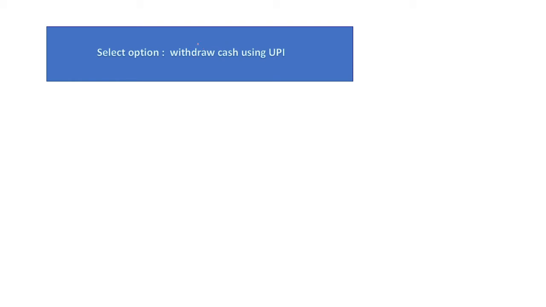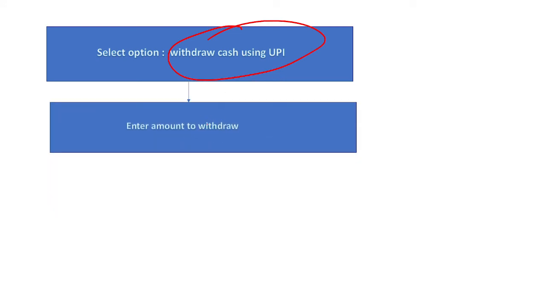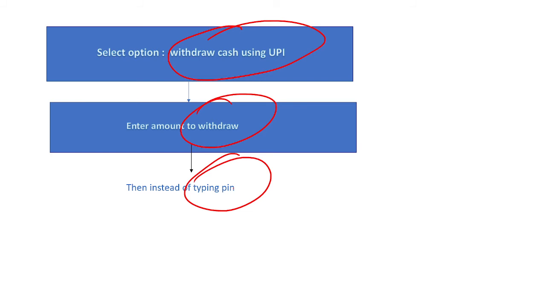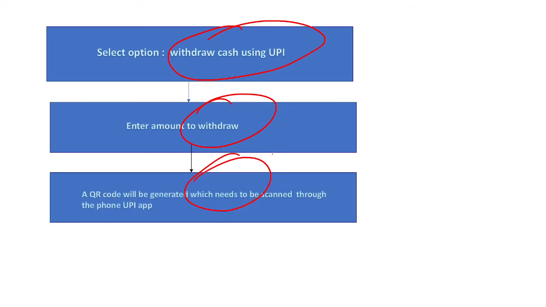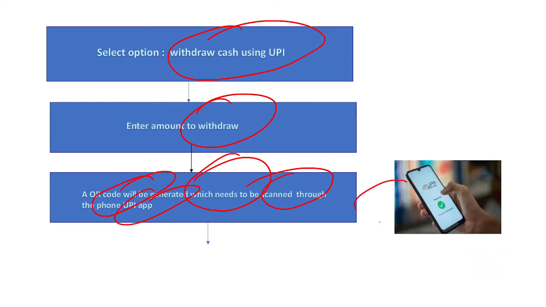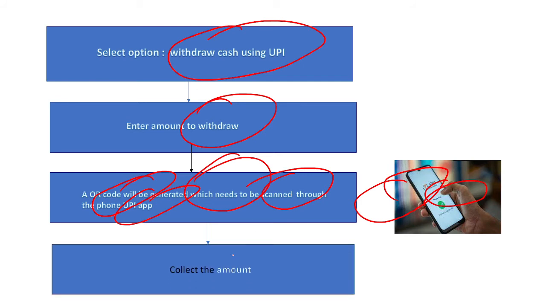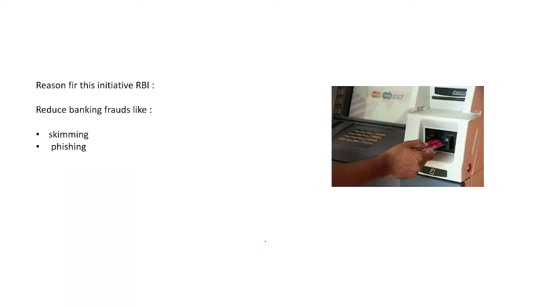Let's go through all the things once again in a more systematic manner. First, we need to select the withdraw using UPI option, right? Second, we need to enter the amount to withdraw, right? Third, instead of typing the pin along with the debit card, we need to scan the QR code generated on the ATM screen using our cell phone, right? And once the QR code is scanned and our phone shows the symbol of OK, only then will the amount be processed in the ATM, and then we can withdraw it, right?